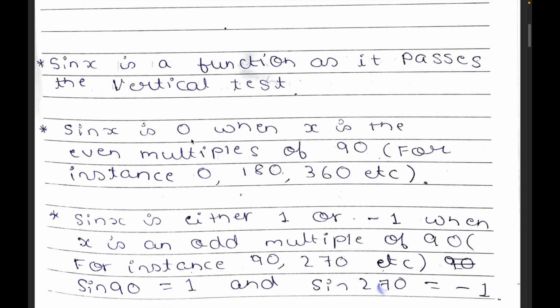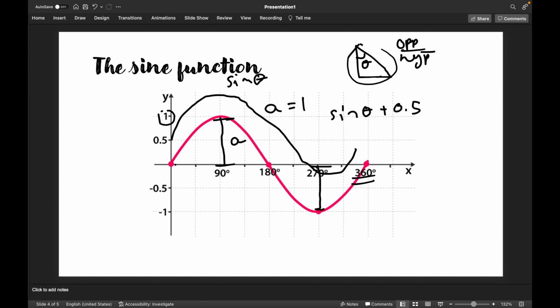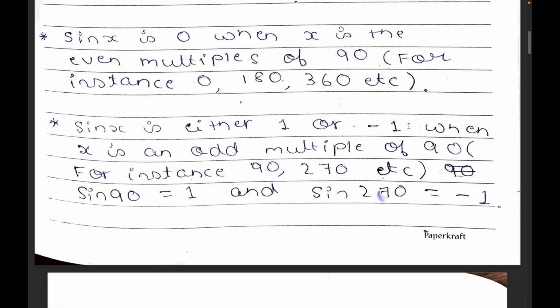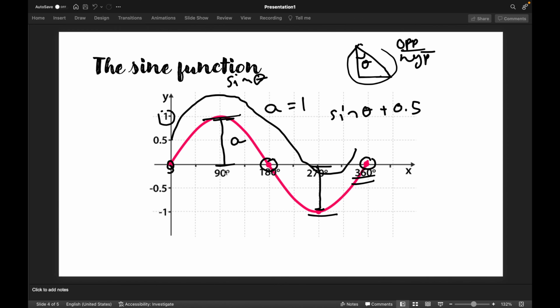And then sin x is 0 when x is an even multiple of 90. For instance, 0, 180, 360, etc. Sin x, the value of y is 0 when x equals 0, x equals 180, and x equals 360. So you have 3 points where the displacement from the equilibrium or the x-axis is 0. And then you have 2 maximum points. This is the feature of a sine function. And then sin x is either 1 or minus 1 when x is an odd multiple of 90. So an odd multiple of 90 would be 90 and 270. So at 90 degrees, there's a maximum. And at 270 degrees, there's a minimum.